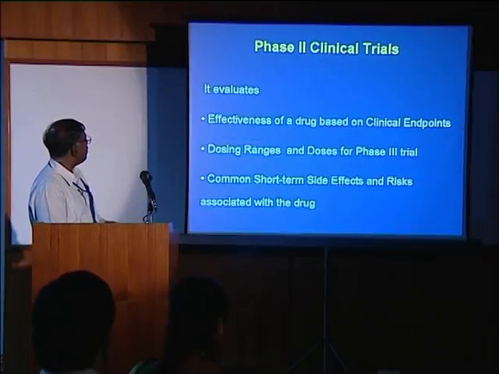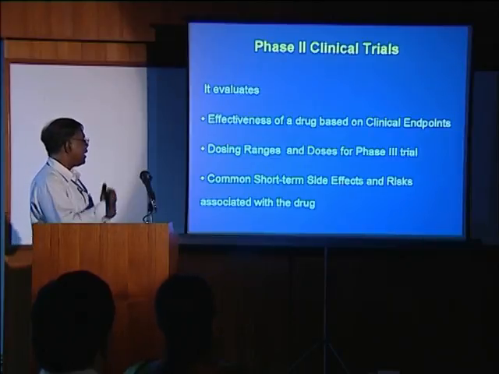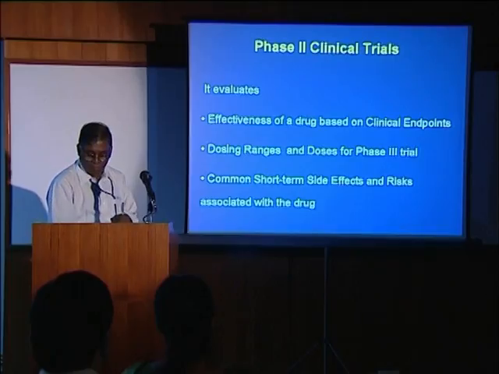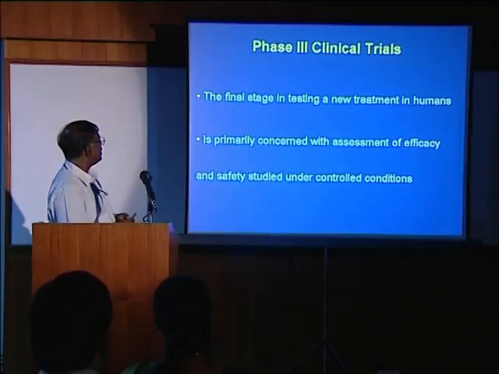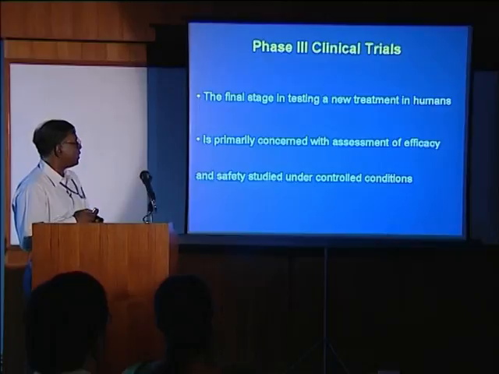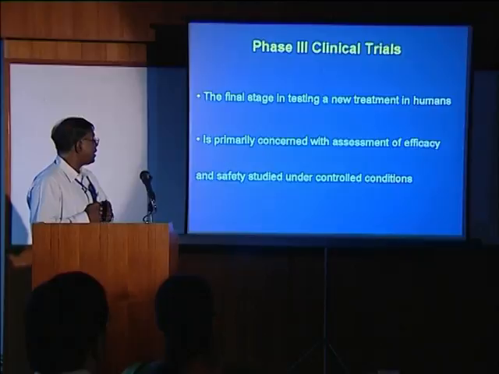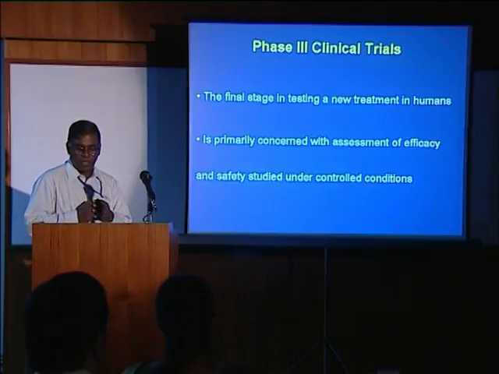And the phase 2 trial evaluates the effectiveness of a drug based on clinical endpoints, dosing ranges and doses for the phase 3 trial, and common short-term side effects and risks associated with the drug. So, lots of your planning for your phase 3 trial depends on the results of your phase 2. Okay. And the phase 3 trial is the final stage in testing a new treatment in humans, primarily concerned with assessment of efficacy and safety studied under controlled conditions.